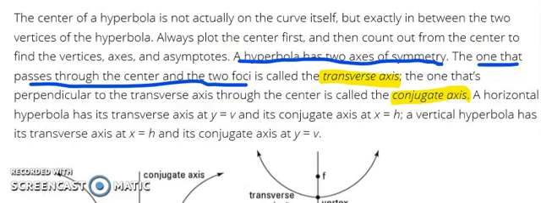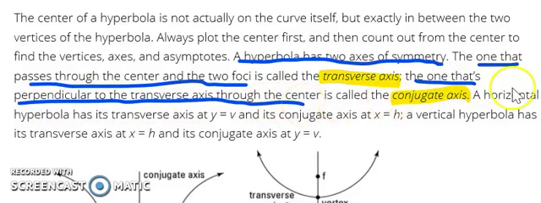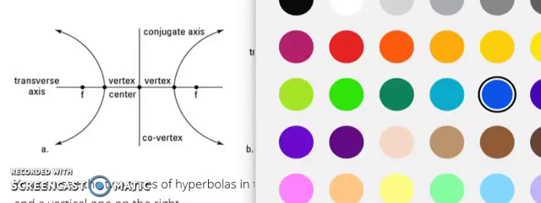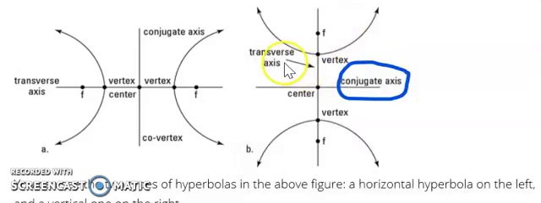So another term is conjugate axis. The conjugate axis is the one that's perpendicular to the transverse axis through the center. So conjugate axis, where is it? This is the transverse axis, and then this is the conjugate axis. This is the transverse axis.